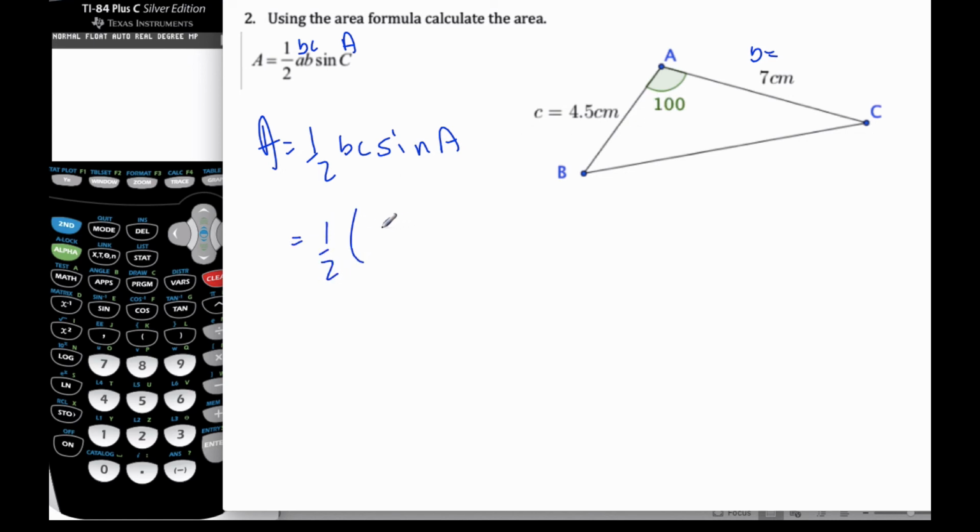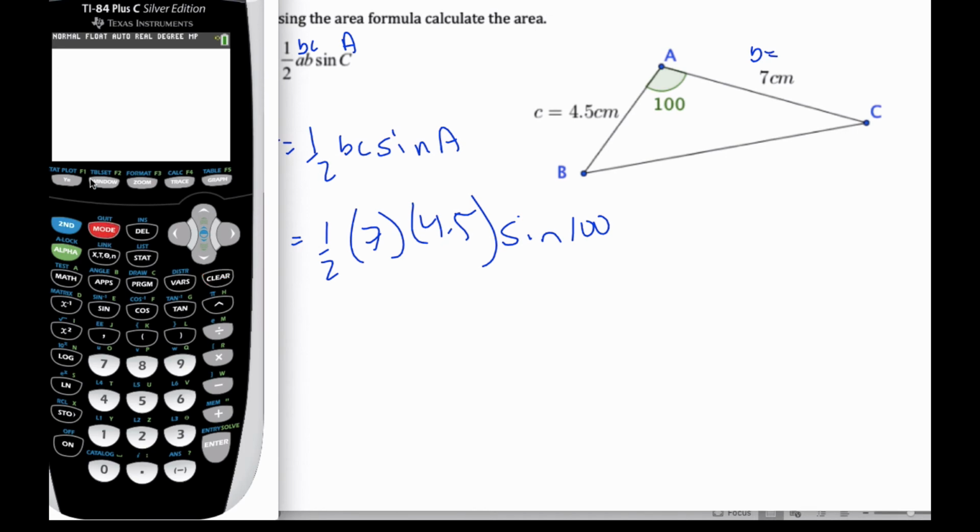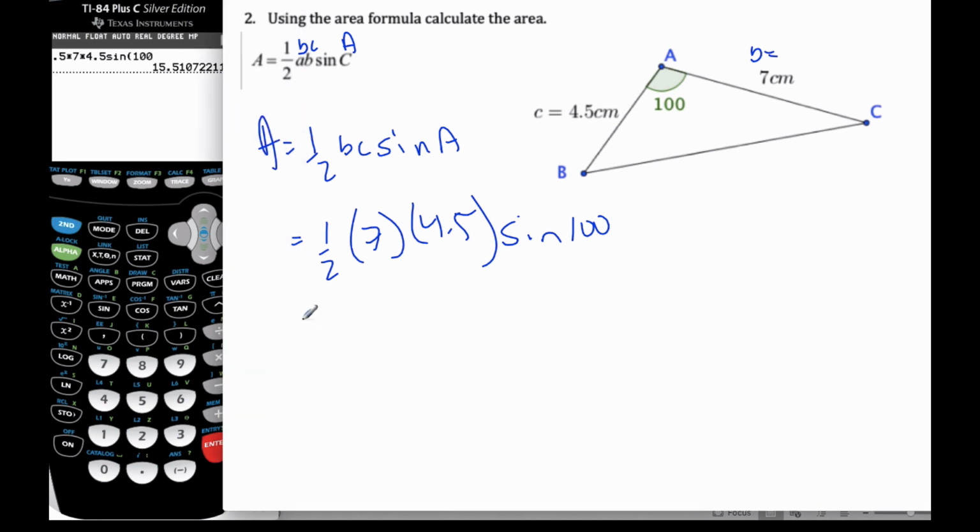And I just go half, B is 7, C is 4.5, the sine of 100. And I go to my calculator, I make sure I'm in degrees, which it is, and then I go 0.5, which is a half, times 7, times 4.5, sine of 100, and the area then, to three significant figures, is 15.5 centimeters squared. And I did not have to find the height. I can just use the two sides and the included angle.